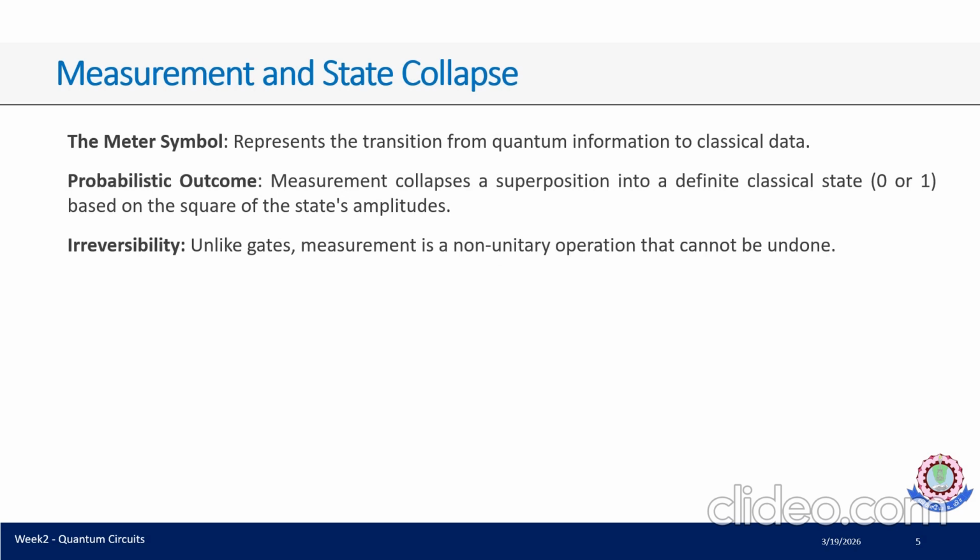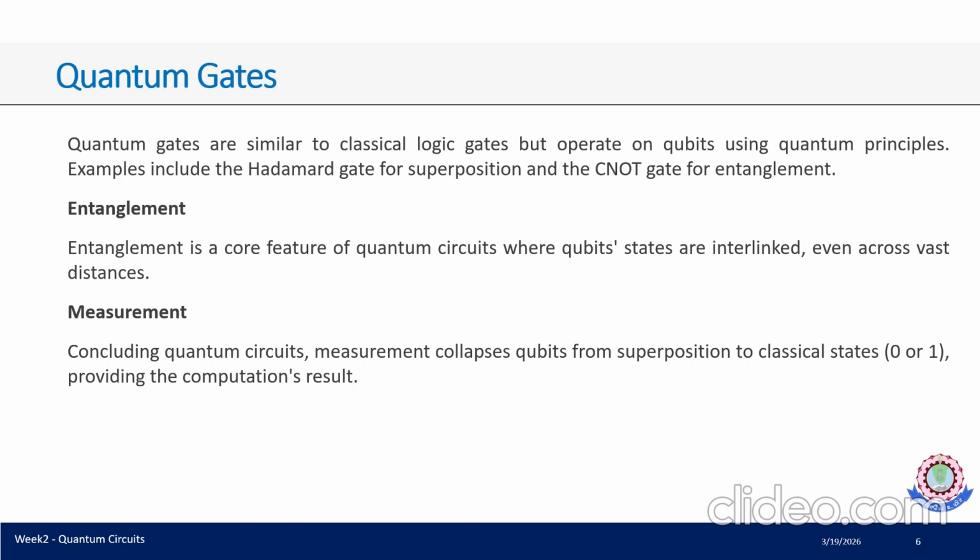So measurements and state collapse in quantum circuits are as follows. Meter symbol: this represents the transition from quantum information to classical data. Probabilistic outcome: measurement collapses a superposition into a definite classical state, 0 or 1, based on the square of the state's amplitudes. Irreversibility: unlike gates, measurement is a non-unitary operation that can't be undone.